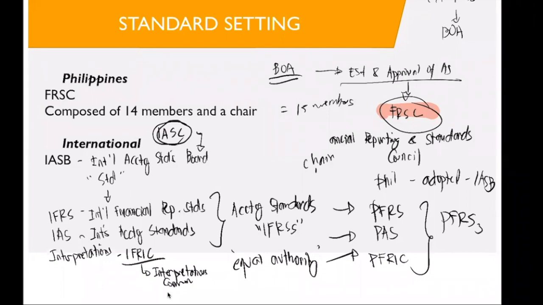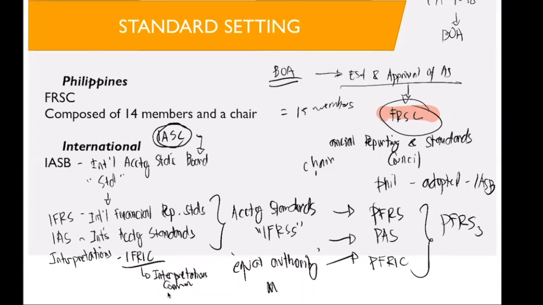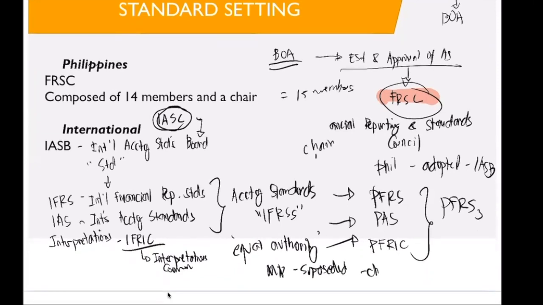So if ever you try to research on your standards soon and you will see some missing numbers on the standards, it means that those missing numbers are already superseded. So the missing numbers on your standards are already superseded. What do we mean by superseded? It was already changed by another standard, changed by another accounting standard.